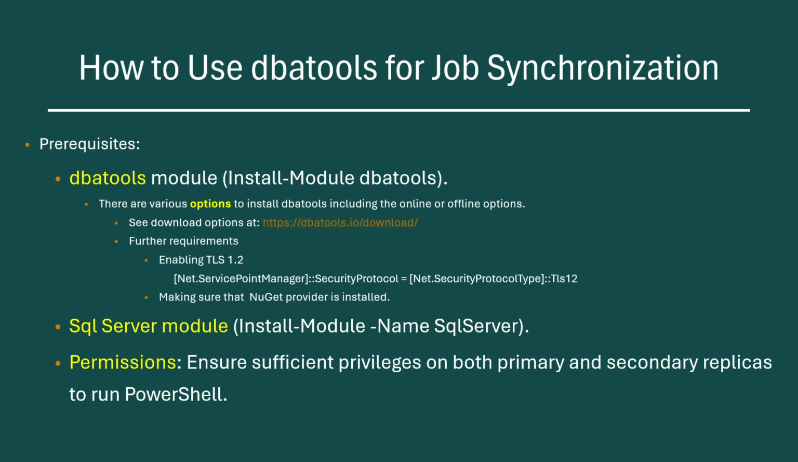Once you have that in place, the other thing is that when you try to install PowerShell modules like dbatools or SQL Server PowerShell modules, you may be required to enable TLS 1.2. That will help you download the modules. The one I'm going to show you also requires the SQL Server PowerShell module, since you'll be using the Invoke-Sqlcmd command. And the last one is permissions. You need to make sure that the person who will be installing these modules and running the PowerShell script I'm going to show you has sufficient privileges on both the primary and the secondary replicas to run the PowerShell, as well as install the PowerShell modules.